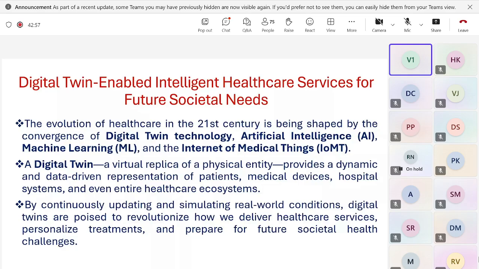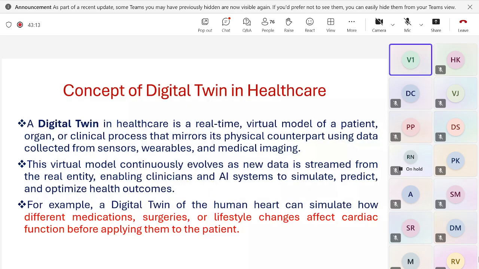Nowadays, whenever we talk, we always focus on the sustainable development goals, the SDGs, like good health, life on earth, and life underwater. There are many SDG goals, and this is going to have a greater impact on future societal needs. So when you want to discuss digital twin, as I said, a virtual model of a patient, now we focus mostly on the healthcare sector.